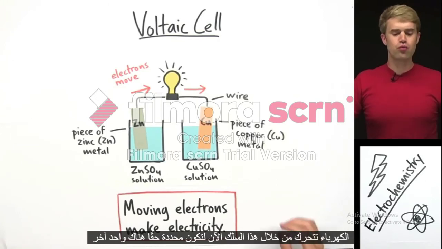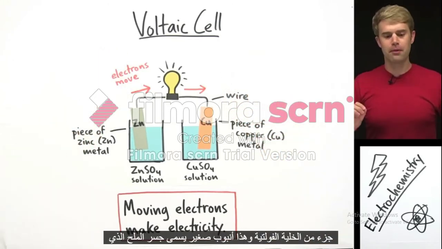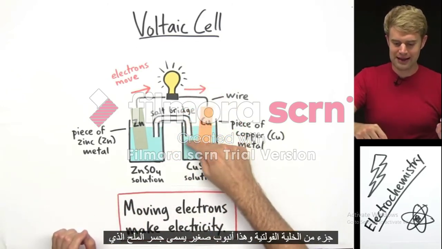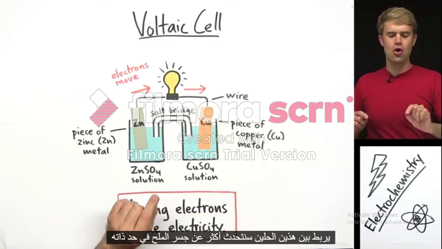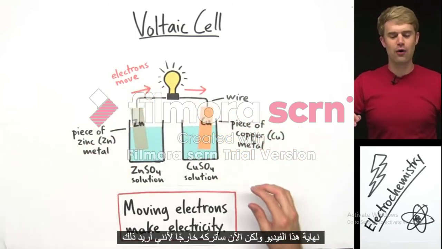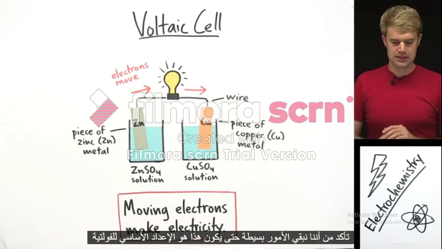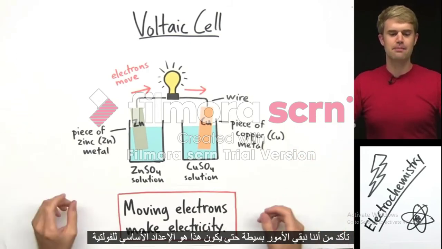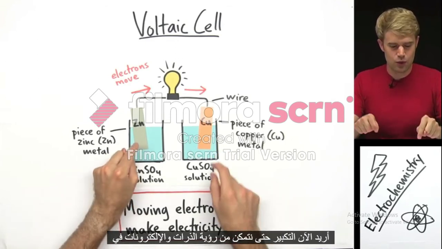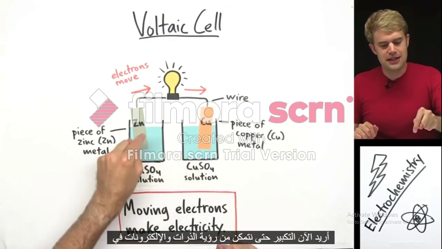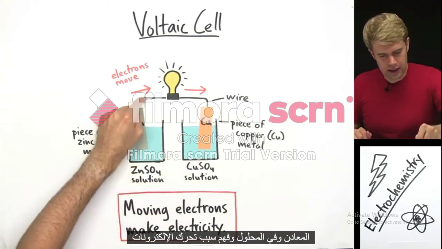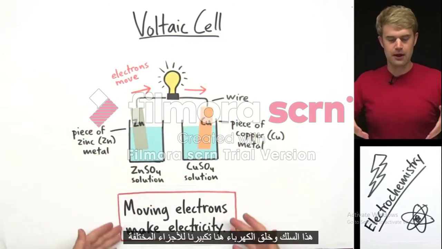Now, to be really specific, there's one more part of the voltaic cell, and that's a little tube called a salt bridge that connects these two solutions. We'll talk more about the salt bridge at the very end of this video, but right now I'm going to leave it out because I want to keep things simple. So this is the basic setup of a voltaic cell. Now, I want to zoom in so that we can see the atoms and electrons in the metal and in the solution and understand what's causing electrons to move along this wire and create electricity.